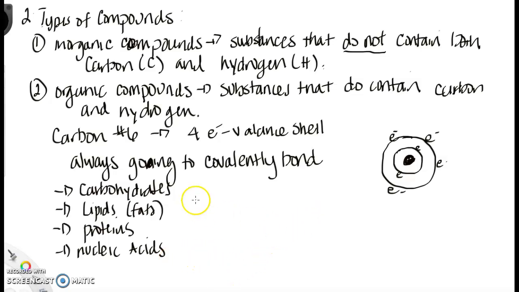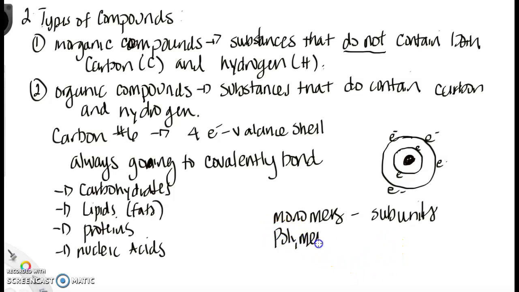Okay? So each one of these has monomers. These are the subunits of organic molecules. These are the ones that are going to be linked together. And when they're linked together, they make polymers, which are just chains of monomers. So the first one we're going to talk about is carbohydrates, and that's going to be the next video.